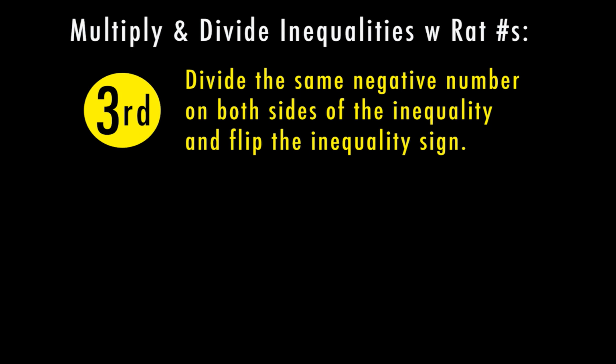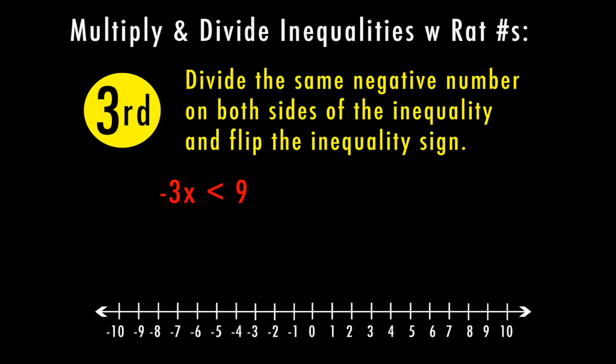This also works the same with the divide property. If I'm dividing the same negative number on both sides of the inequality, I'm going to flip the inequality sign. So let's start out with an easy one here. So we have negative 3 times x is less than 9. So I'm going to, in this situation, divide by negative 3. Whatever I do to one side, I have to do to the other.